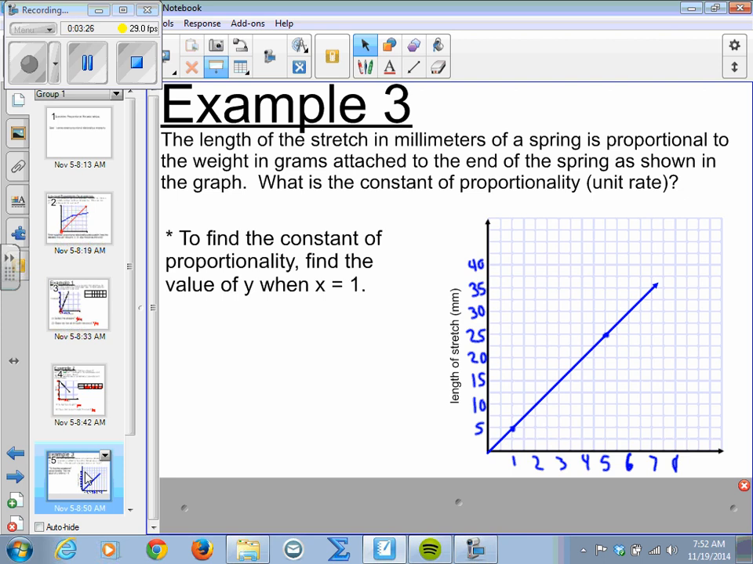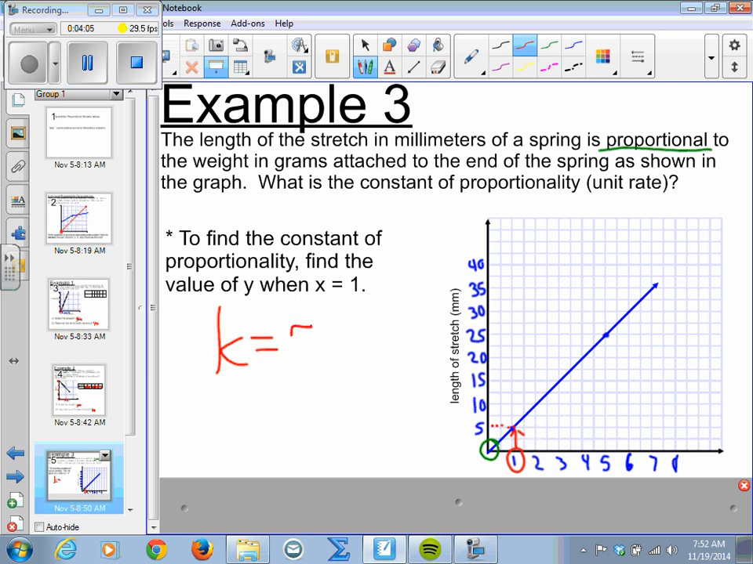Another example. The length of the stretch in millimeters of a spring is proportional to the weight in grams attached to the end of the spring as shown in the graph. What is the constant of proportionality? So again, we are told it's proportional. As the graph shows, it's a straight line and it goes through 0, 0. Remember, the constant is a unit rate. So it's the value of y when x equals 1. So we look at our graph. We see when x is 1, we go up, and we see that y equals 5. So from the graph, we can tell that the constant equals 5.